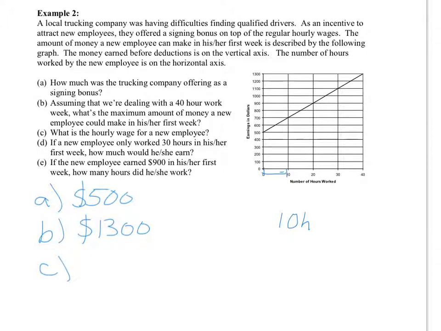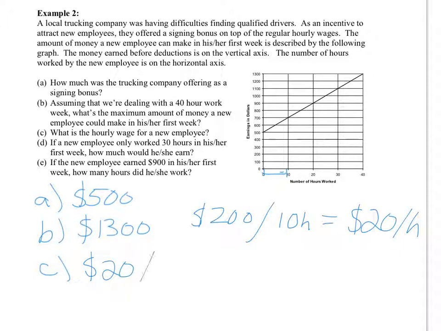Okay, and then over that same period where the line is going up, so that it goes up over those 10 hours, how far does that line go up? Well, it started at 500 and it went up to 700. So that means that it increased by 200. So we had $200 divided by 10 hours equals $20 per hour. So our answer is the hourly wage for a new employee is $20 an hour.